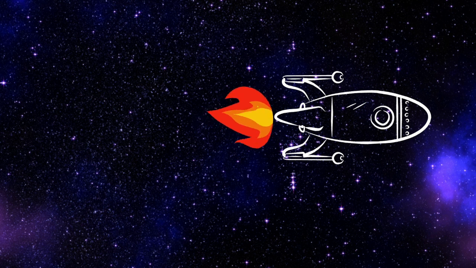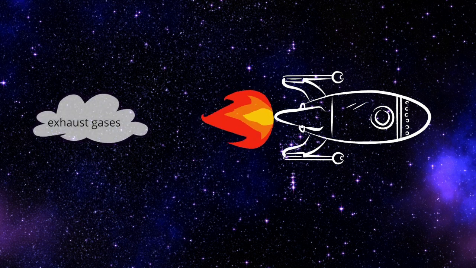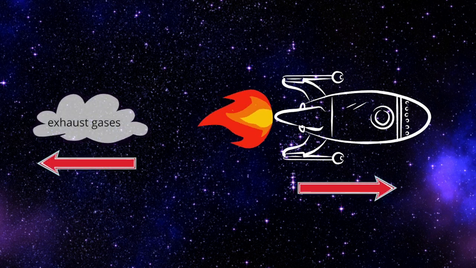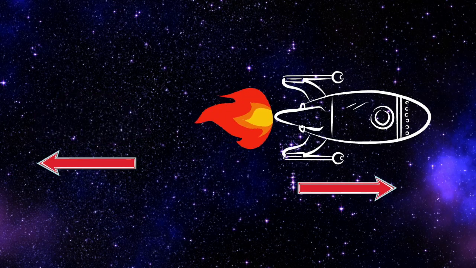In the case of a rocket, the action is the expulsion of gas, and the reaction is the rocket moving in the opposite direction. It's just like a balloon. When air gets released, the balloon ends up flying all over the place, always opposite to the direction in which the air gets expelled.